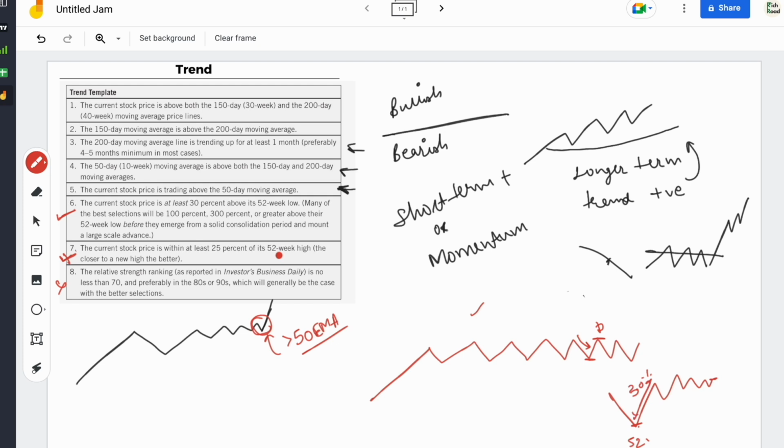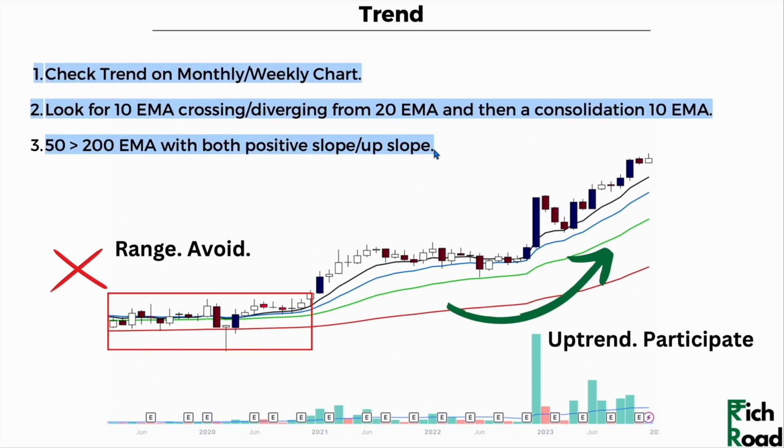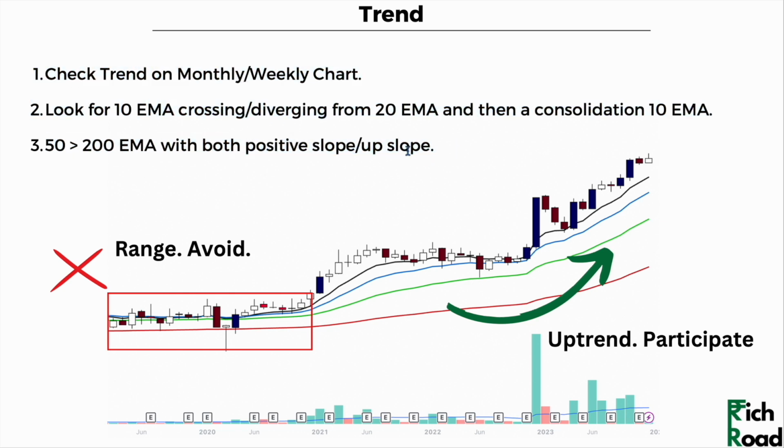Now what we'll do is look into the chart, at what you should look for and what you should avoid. Here I have given you 3 simple points which are my modifications of whatever Mark has given in his book. And this is the simplest. Let's go point by point.